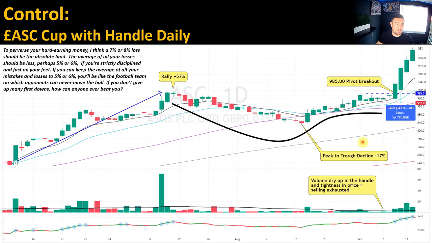Here we go. So let's start off with controlling of risk. So here we go. We have ASC, which is ASOS. It's a UK stock. And what chart pattern do you see? It's a cup and handle pattern, right? So you see how price starts tightening here. So I've got some examples.